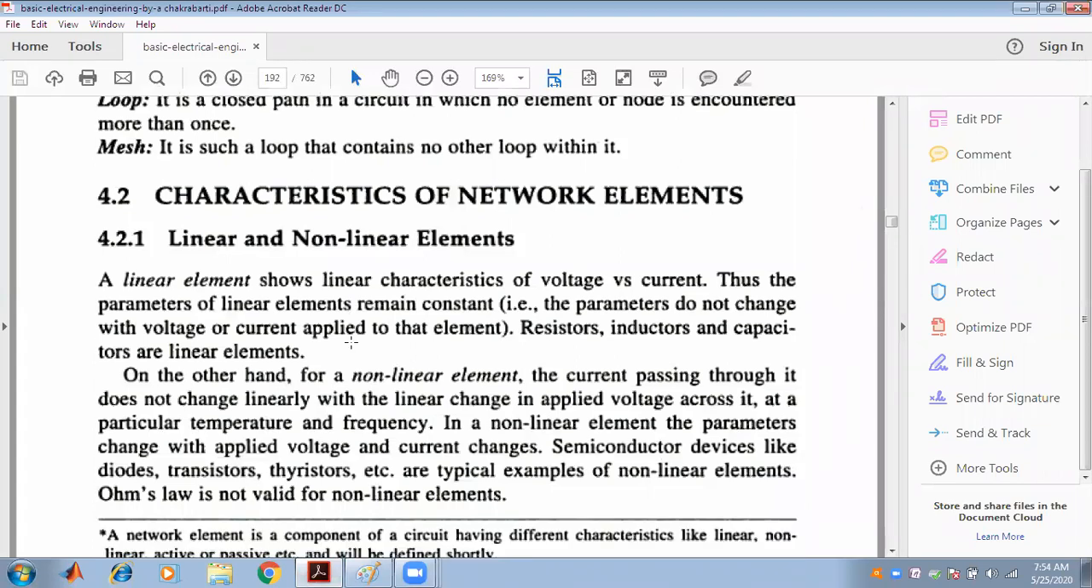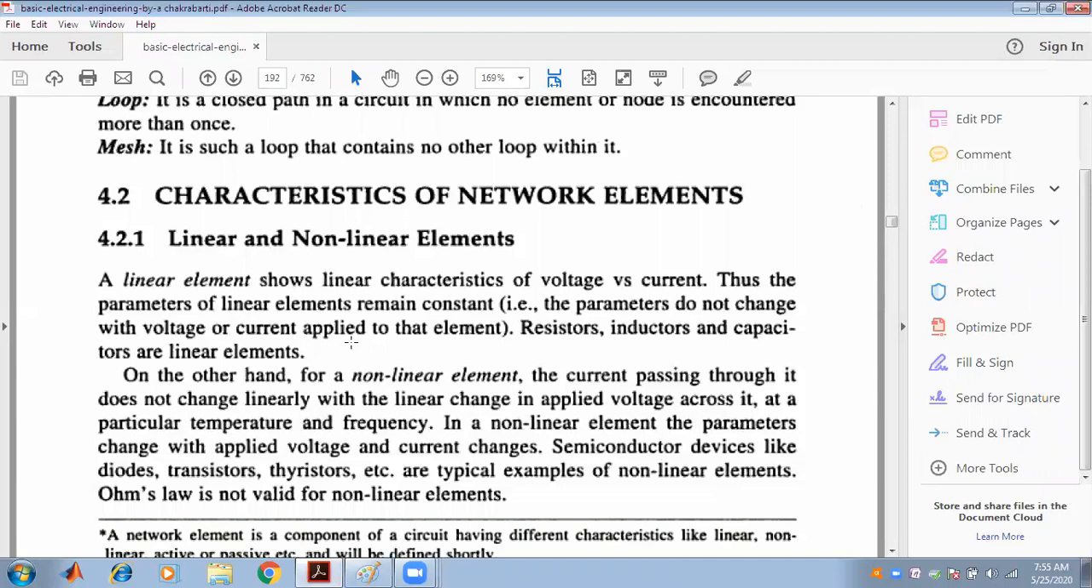One is the linear and the non-linear elements. A linear element shows linear characteristics of voltage versus current. Thus, the parameters of a linear element remain constant. That is, the parameters do not change with the voltage or current applied to that element. Resistors, inductors, and capacitors are linear elements.